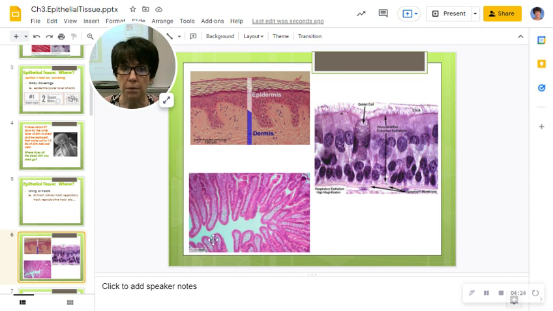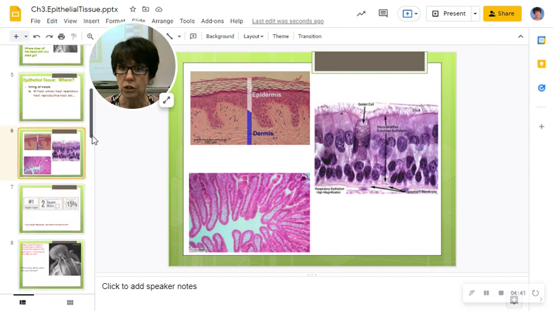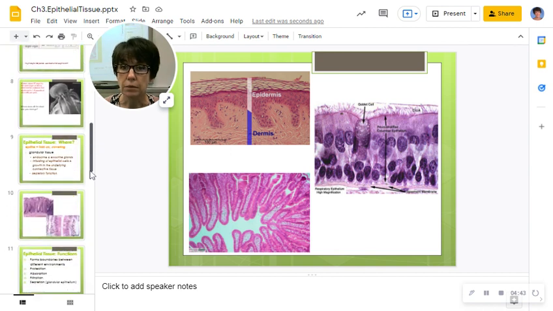And I'm not exactly sure what this is. I want to say this is one of the tubes in the urinary system. But again, you can see the epithelial tissue here is in the lining of that location.